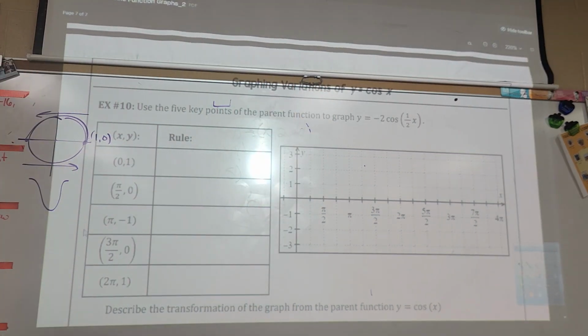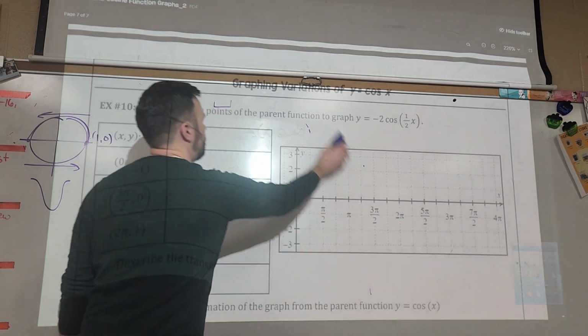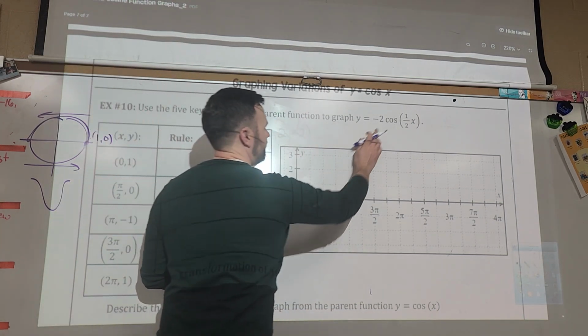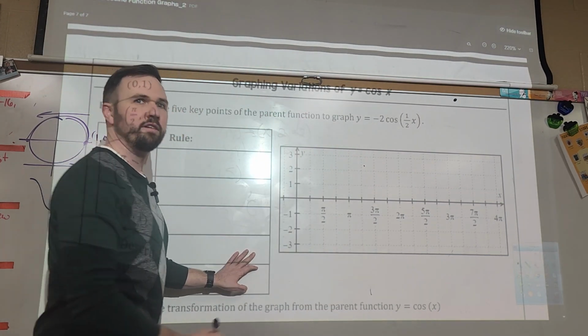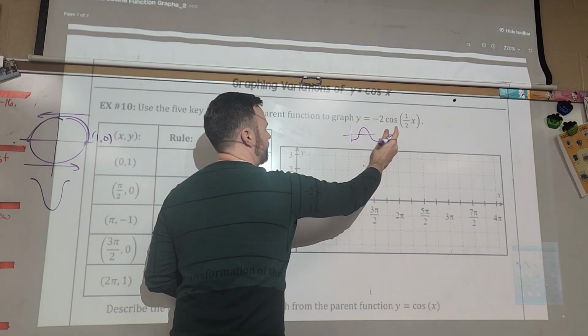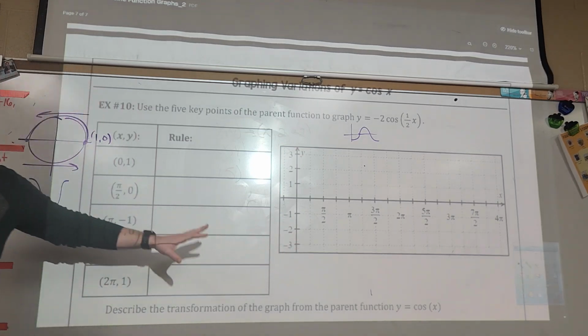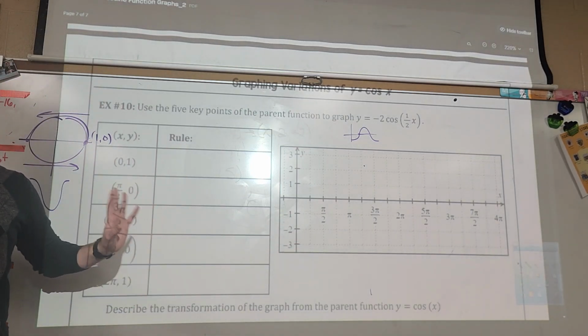I want to give myself a little bit more room. All right, let's use our 5 points and graph this beast. Uh-oh. What's that negative going to do? It's going to flip it. If it flips it, I know my graph's going to look like that, right? Instead of starting at max, I should start at min. But again, even if I don't know that, could I do this problem using the 5 points and it'll automatically do it for me, right?